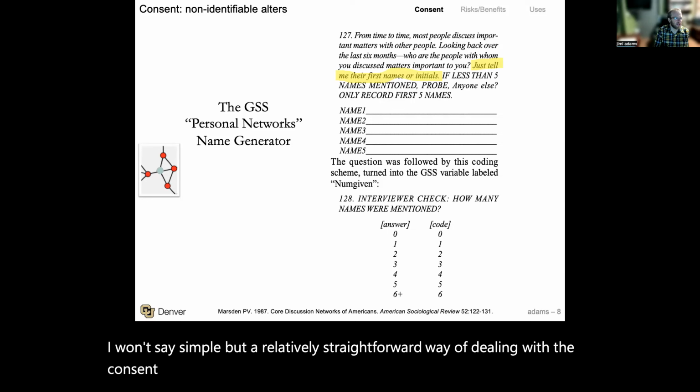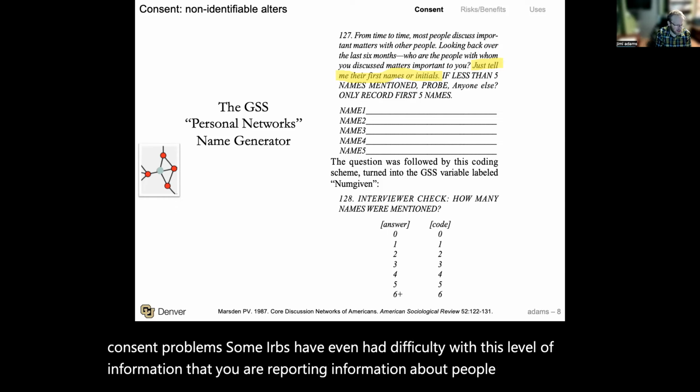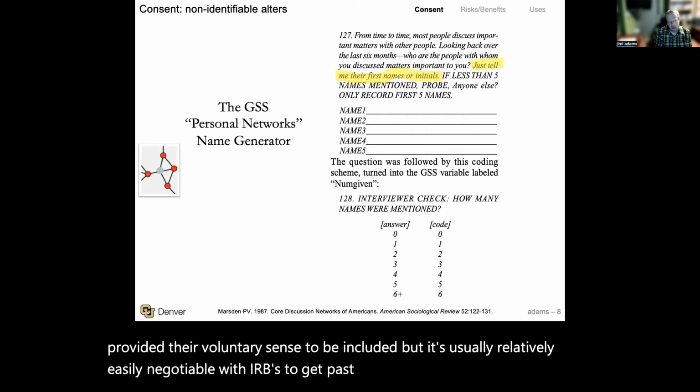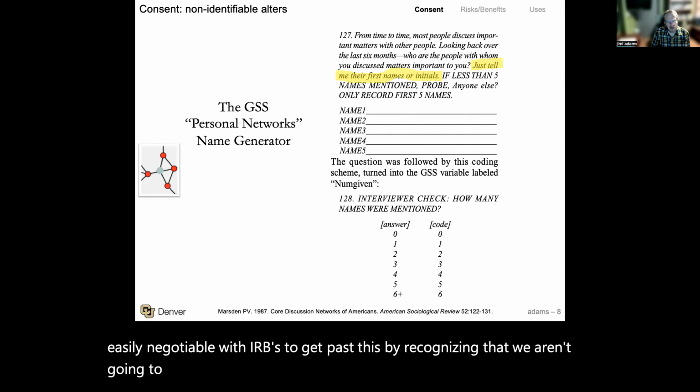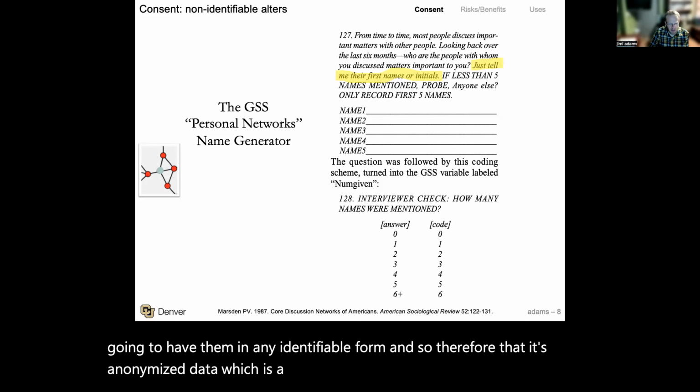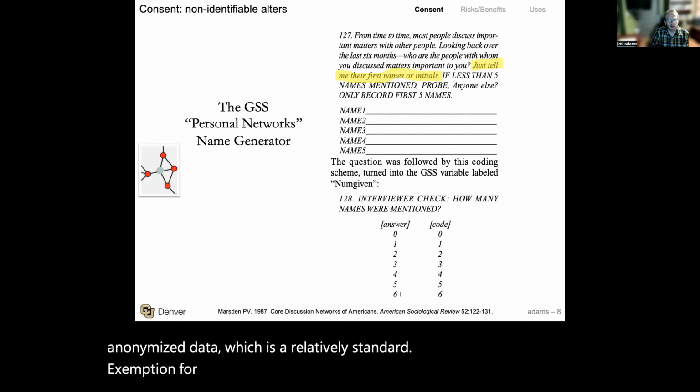Some IRBs have even had difficulty with this level of information, that you are reporting information about people who haven't provided their voluntary assent to be included. But it's usually relatively easily negotiable with IRBs to get past this by recognizing that we aren't going to have them in any identifiable form. And so therefore it's anonymized data, which is a relatively standard exemption for most IRB considerations.